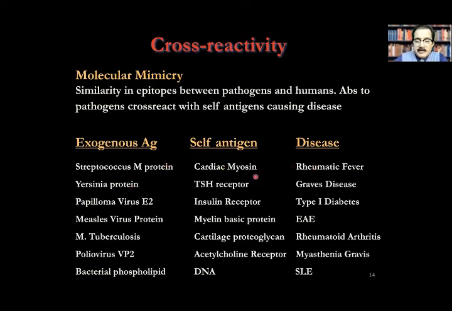Similarly, Yersinia protein can cause Graves' disease by cross-reactivity. Papilloma E2 looks very similar to insulin receptor. Measles can lead to EAE. MTB can cause rheumatoid arthritis. Poliovirus VP2 looks like the acetylcholine receptor, and antibodies can cause myasthenia gravis. And the bacterial phospholipid looks like DNA and can cause SLE.